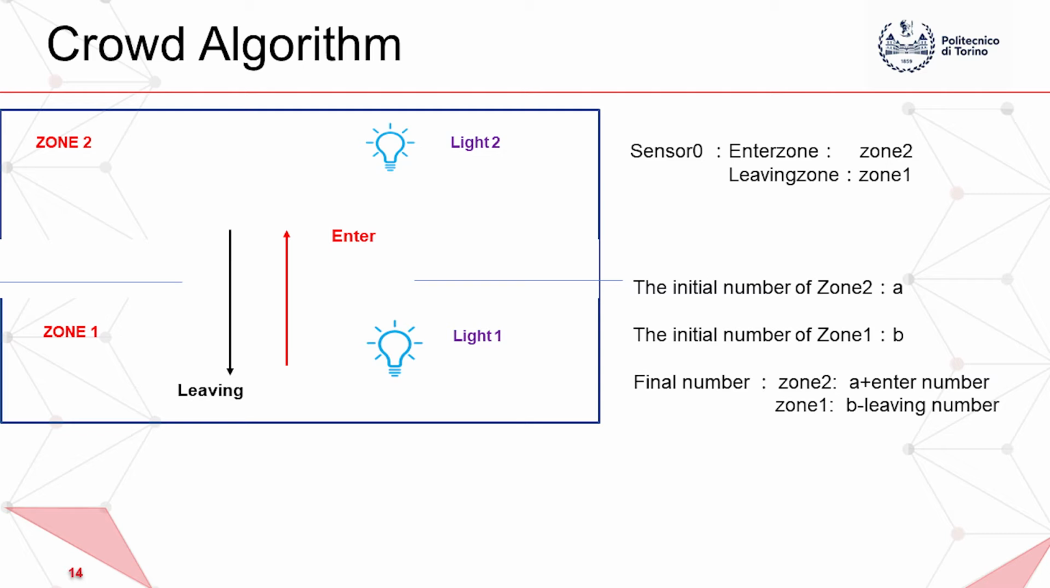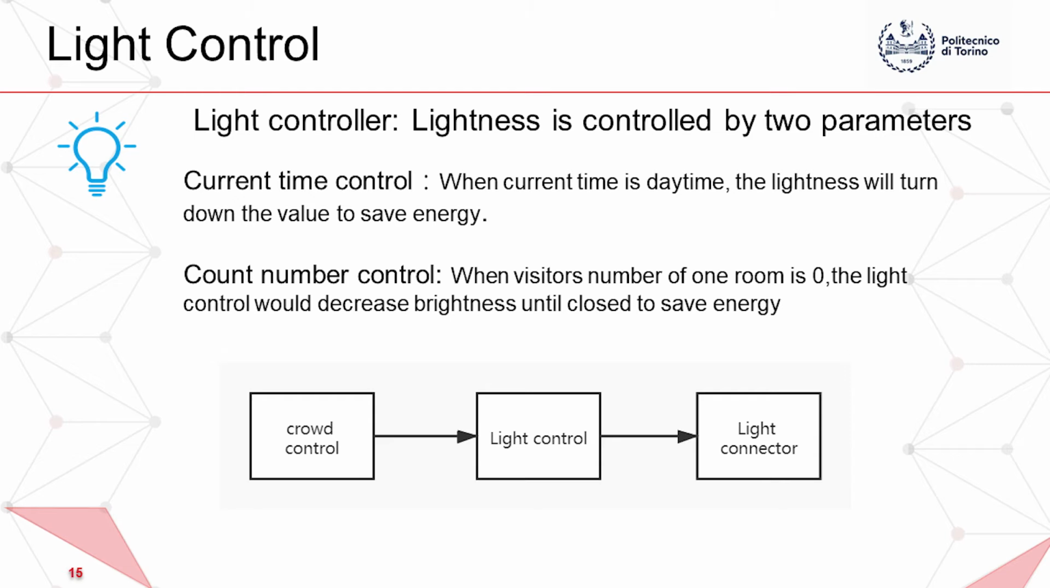Each laser counts the number of people who enter and leave. Crowd control collects all entry values for the same zone and adds them together, using the same method for dealing with people leaving one zone. Crowd control calculates the number of people in each zone, saves it in a dictionary, and publishes it to light and motor control.